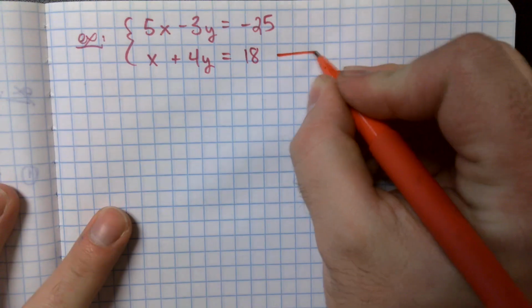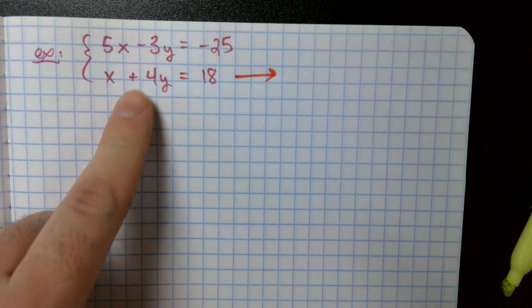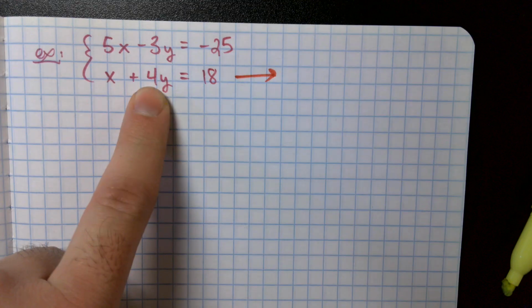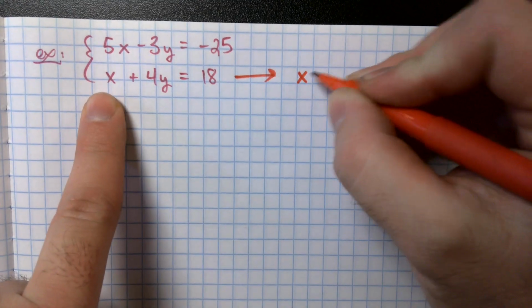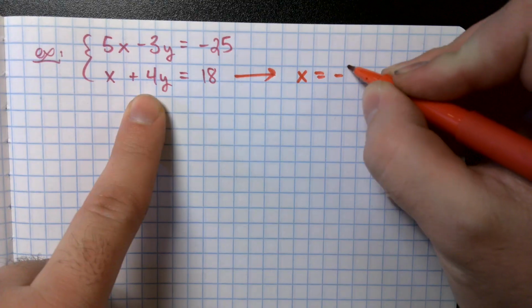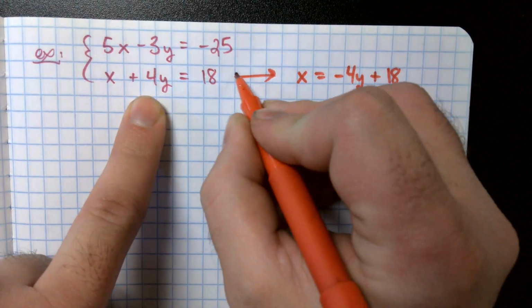So let's isolate x. What would I need to do on both sides to get x by itself? Subtract 4y. So this turns into x equals negative 4y plus 18.